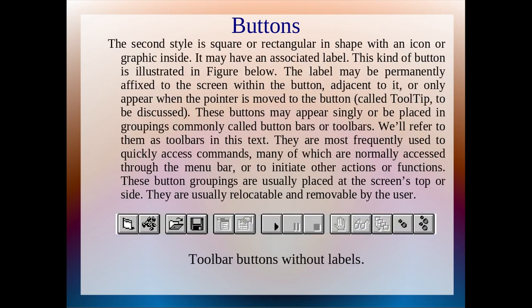The second style is square or rectangular in shape with an icon or graphic inside. It may have an associated label. This kind of button is illustrated in the figure below. The label may be permanently affixed to the screen within the button, adjacent to it, or only appear when the pointer is moved to the button, called a tooltip. These buttons may appear singly or be placed in groupings commonly called button bars or toolbars. We will refer to them as toolbars in this text.